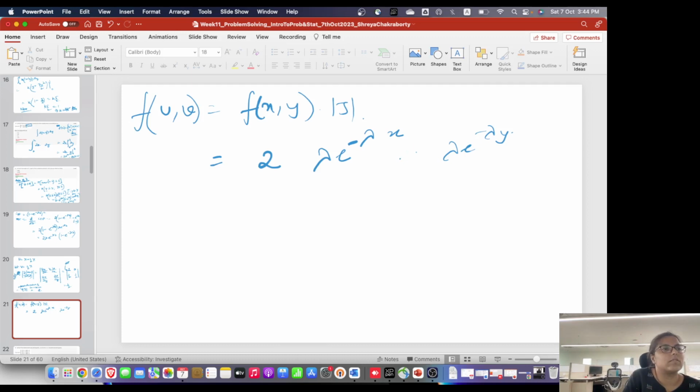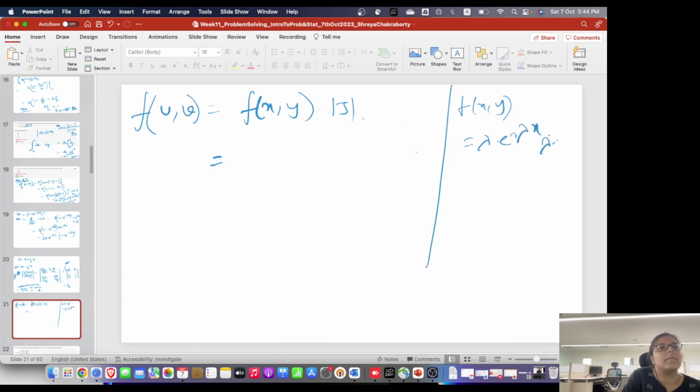So essentially, I'll write it on the side. Okay, so here we had fxy was lambda into e to the power minus lambda x, lambda e to the power minus lambda y. So it was lambda square e to the power minus lambda (x plus y).